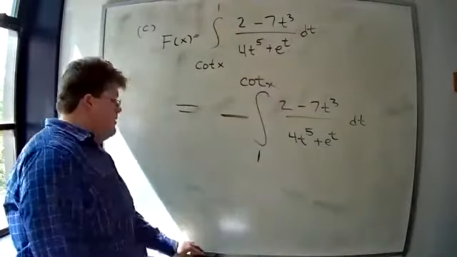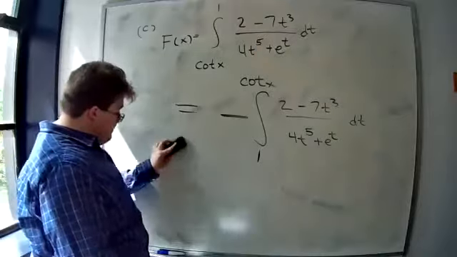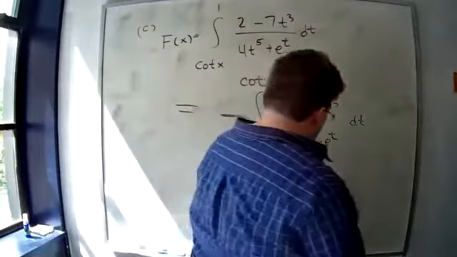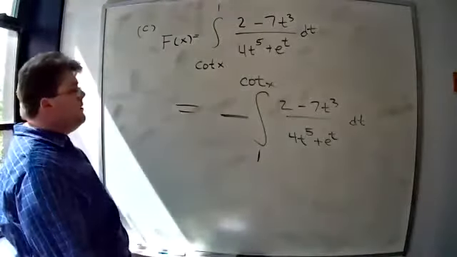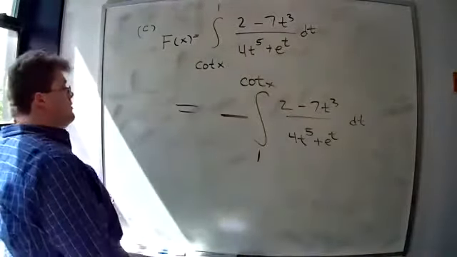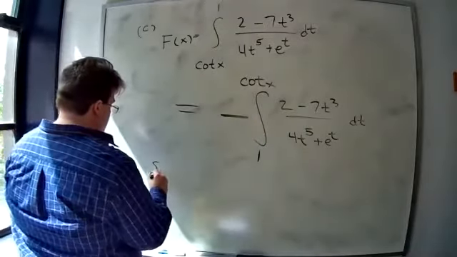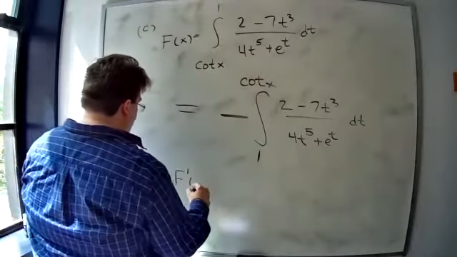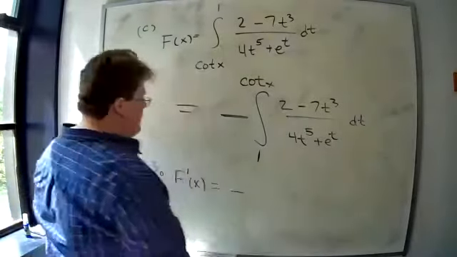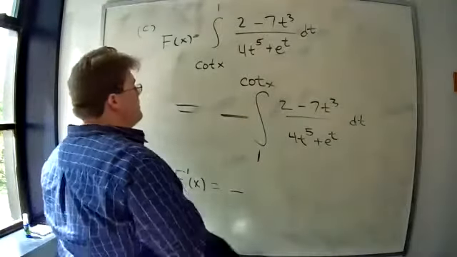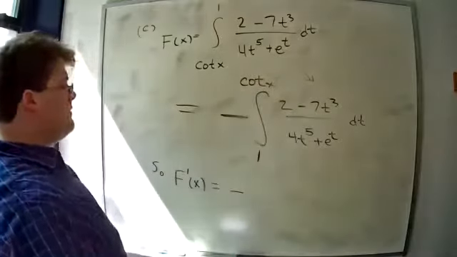But now we can find the derivative of this using the first part of the fundamental theorem of calculus. All we have to do is remember that there's a negative there. How do we do that? Well, you could do substitution u equals cotangent and so on. I'm just going to say, so f prime of x equals what? Well, negative. How does it work? Well, take this, substitute it there for t.